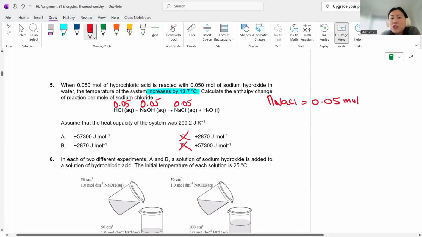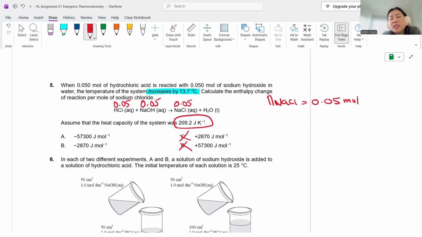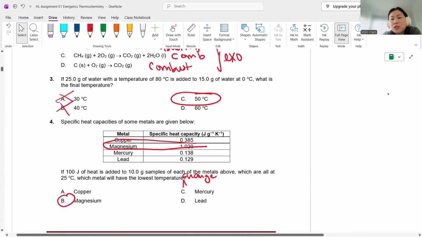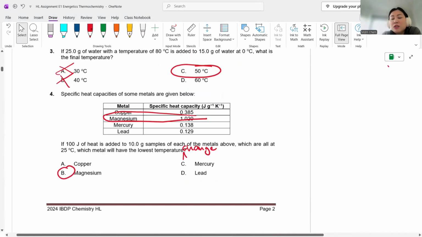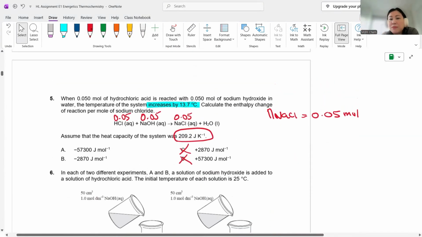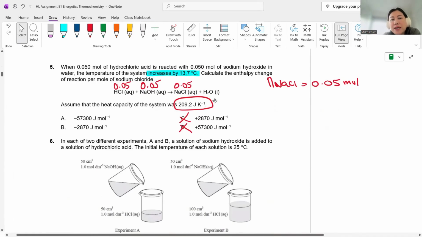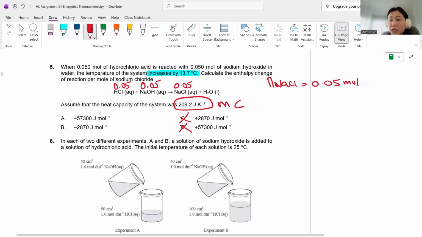So we apply our calculation, Q equals MC delta T? No, we can't, because they give heat capacity. Can you say the heat capacity of the system doesn't have a mass? Specific heat capacity is usually joules per gram per Kelvin, just like the previous question. So for this one, we take the whole system, the mass. So this is actually already MC. It's not specific heat capacity, it's heat capacity.